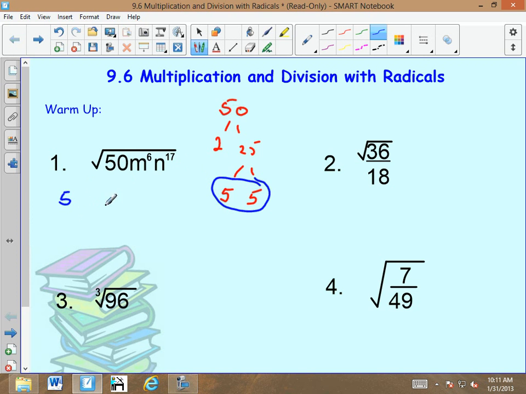That's why the 2 become 1 and move out. Okay? Now, what has to stay inside? Well, the 2 has to stay inside. But first, we need to deal with the m to the 6th and the n to the 17th. M to the 6th. 6 divided by 2 is 3. So 3 m's move out. 1, 2, 3, 4, 5, 6. That's 1, 2, 3 pairs of m's. So 3 m's move out.